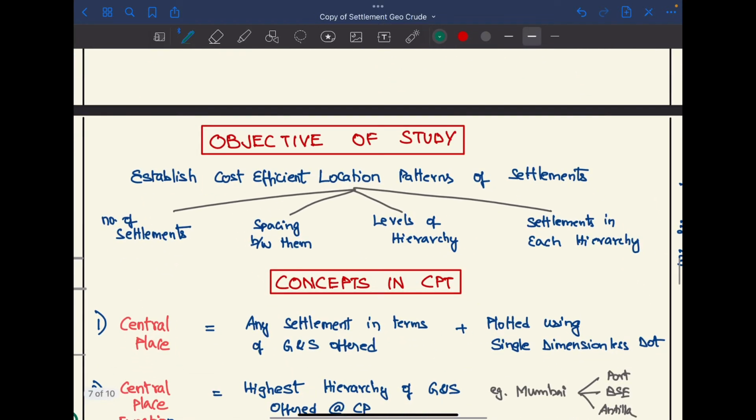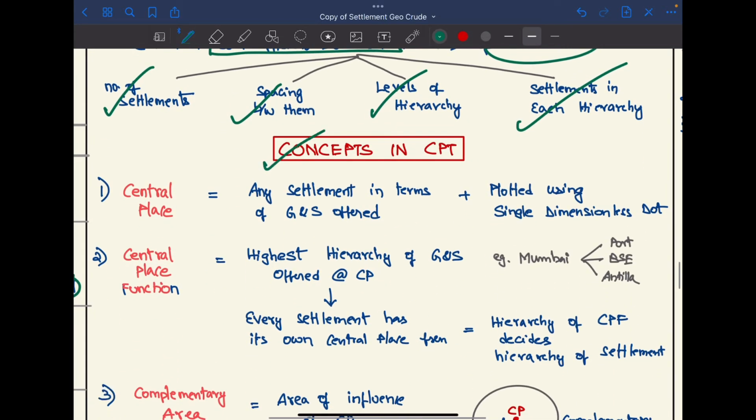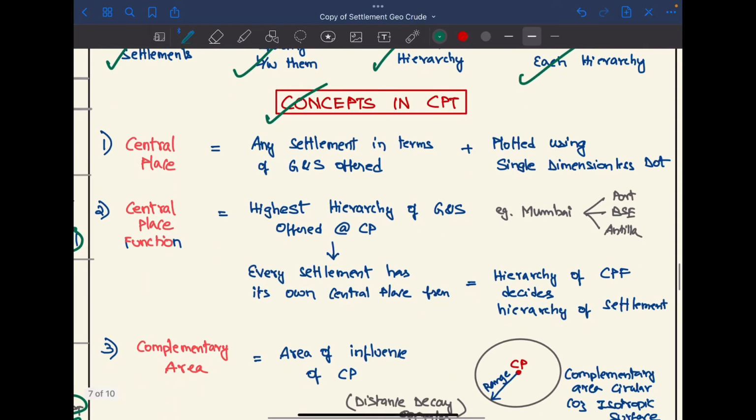Now coming to the objective of our study, it is to establish a cost efficient location pattern of settlements with respect to how many settlements there should be, what the spacing between them should be, how many levels of hierarchy there should be, and the number of settlements in each hierarchy. So we need to first know some concepts in CPT, the first one being the central place.